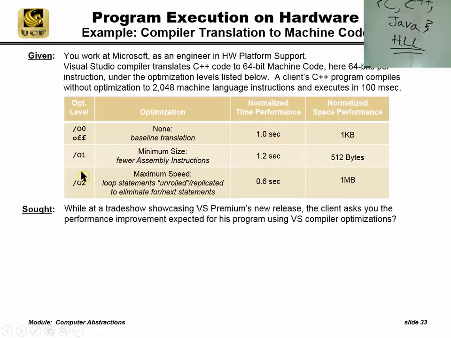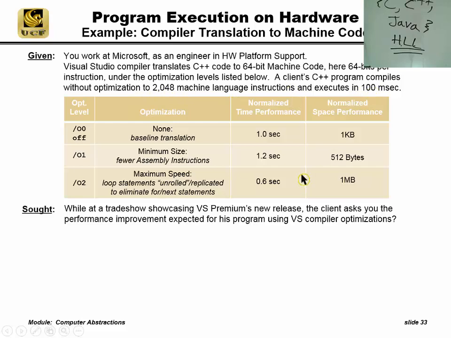Most compilers support different optimization levels. And if you don't use any optimization, it's the so-called baseline translation. What we're seeing here is different optimization levels and what they do for what we call the unit program. The unit program takes 1 second to execute, and it took 1K bytes of machine code space in memory. The client's program, however, has 2048 machine language instructions that execute in 100 milliseconds.